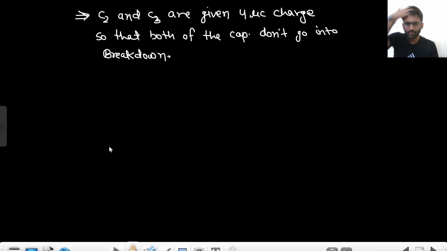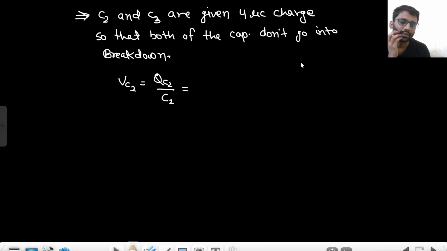Okay. So both of the capacitors are given 4 microcoulomb charge, so that both of the capacitors don't go into breakdown. Okay. So tell me, what will be the voltage across C2 now? Because Q equals CV, it would be Q across C2 divided by the C2 capacitance. So Q equals CV.